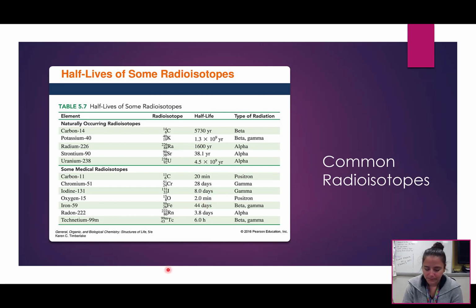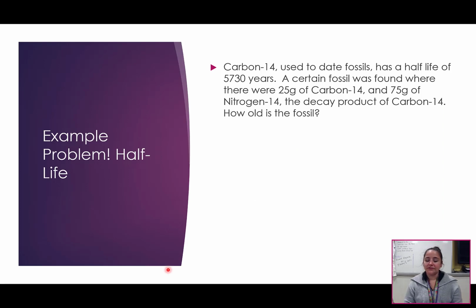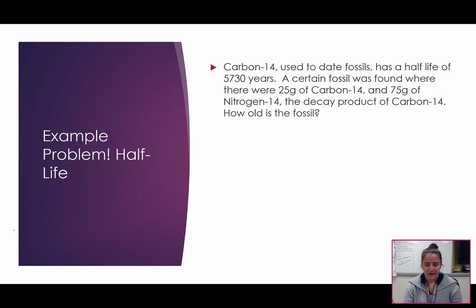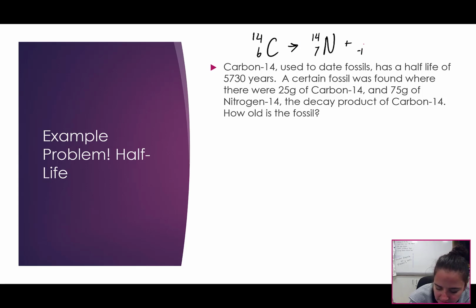Okay, cool. So carbon-14, used to date fossils, has a half-life of 5,730 years. A certain fossil was found where there were 25 grams of carbon-14 remaining and 75 grams of nitrogen-14, the decay product of carbon-14. So we're talking about a carbon atom decaying into a nitrogen atom. We know that it's going to be a beta decay, where the carbon-14 is our parent atom, and the nitrogen-14 is our daughter atom.